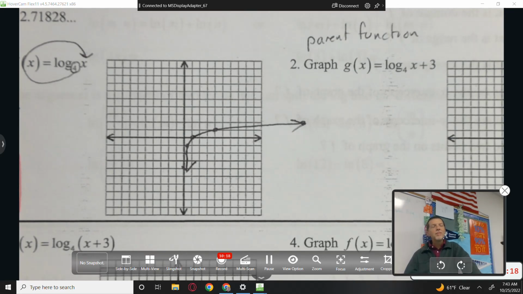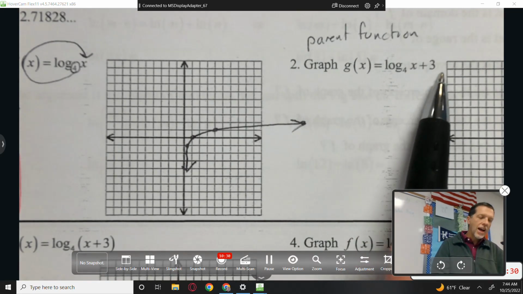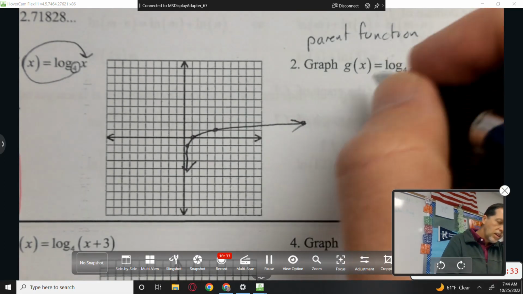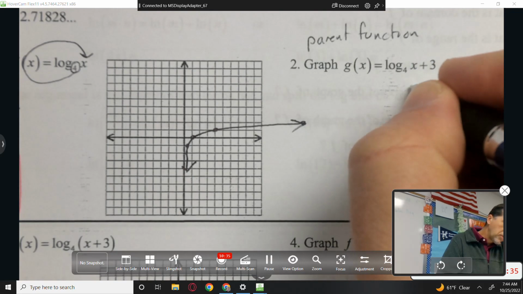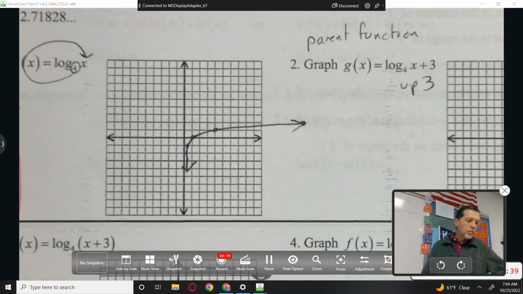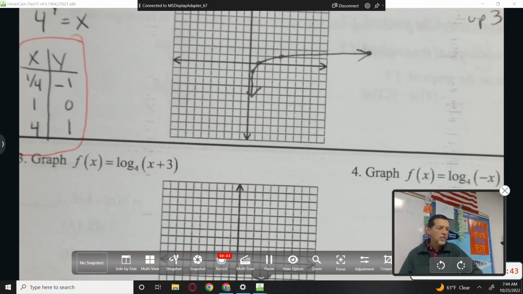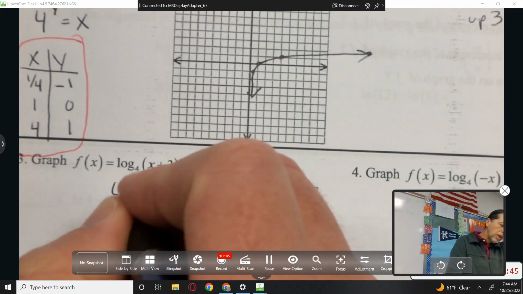What would make it up? What would make it be left? What would have to happen to make it be a left 3 instead of an up 3? Do you know? It'd have to be in parentheses. Right now this is only taking the log of 4 and then adding 3. So this is an up 3, because it's not in parentheses. As opposed to number 3. Look at number 3. There's the difference. Number 3 would be a left 3 problem.